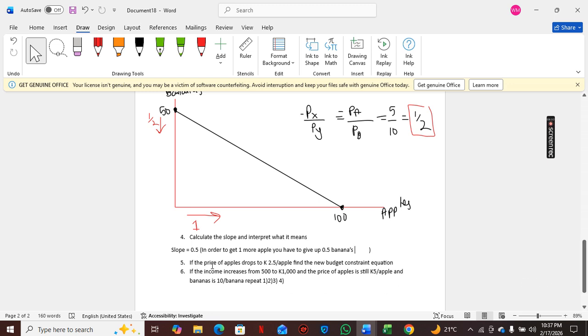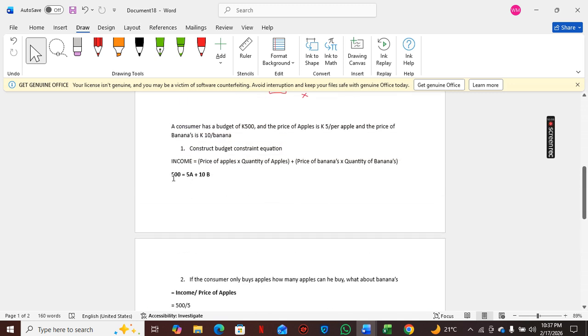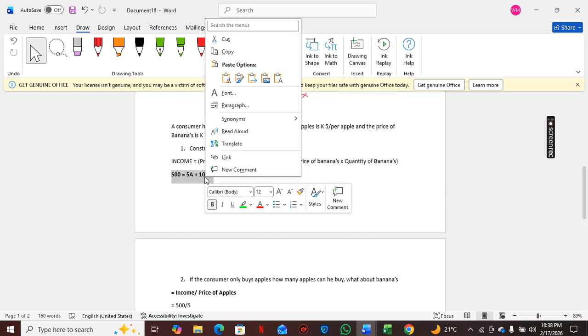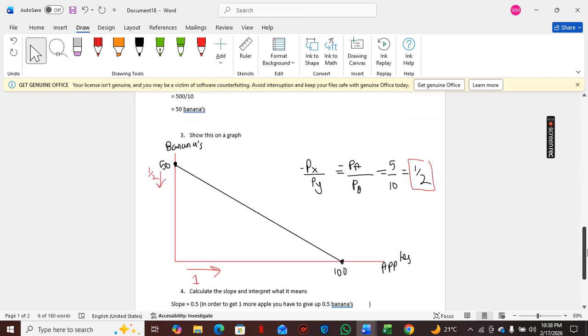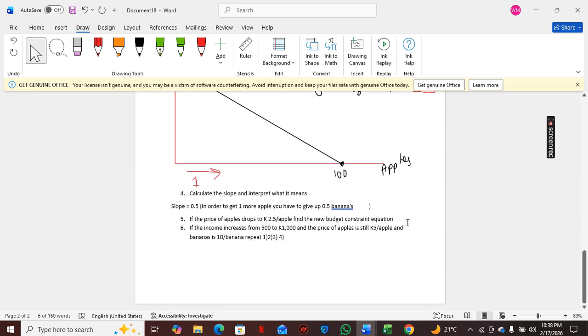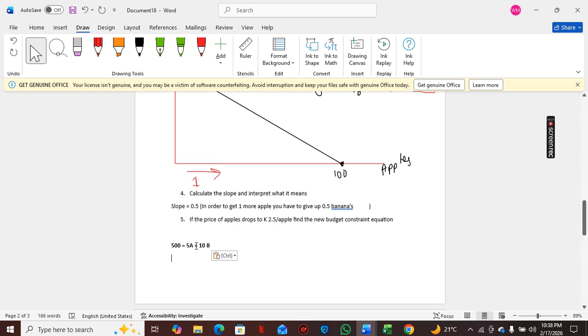Next part, if the price of apples drops to 2.5, find the new budget constraint equation. Okay, so the new budget constraint equation, what is that? B and the 500 stay the same, it's just that A becomes 2.5 now. We have 2.5 here, price of apples 2.5 there.